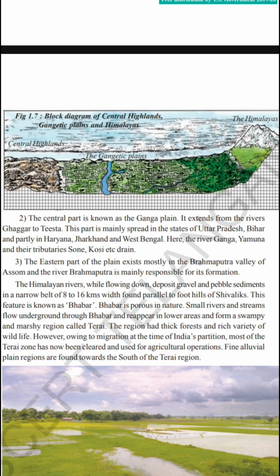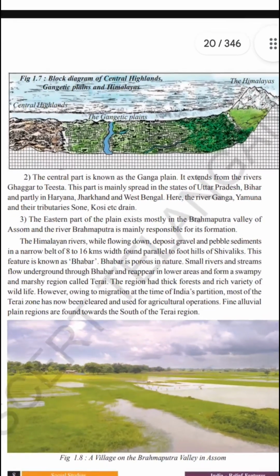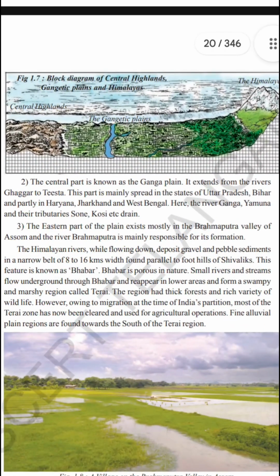Now coming to the eastern part is also very important. Okay, look at here. It is mostly Brahmaputra valley exists in Assam, and the river Brahmaputra is mainly responsible for the formation of eastern plains. Now coming to here, Himalayan rivers while flowing down deposit gravel.